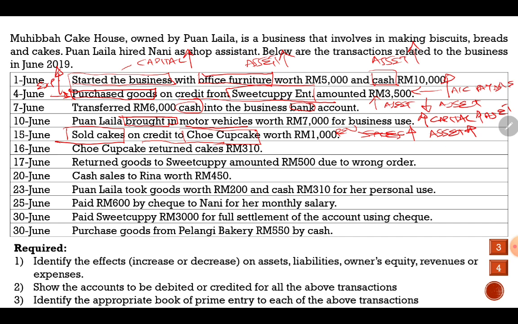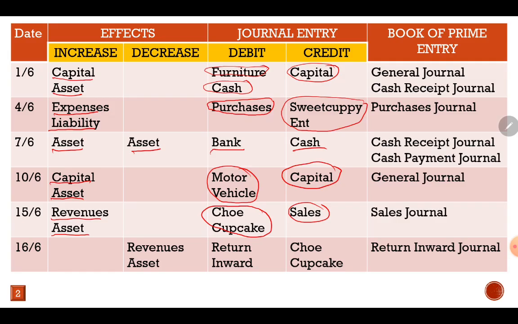Revenue increase, asset increase. Now revenue decrease. Asset will decrease. Terbalik ya. So, revenue decrease, asset decrease. Debit revenue. Tadi sales kan.